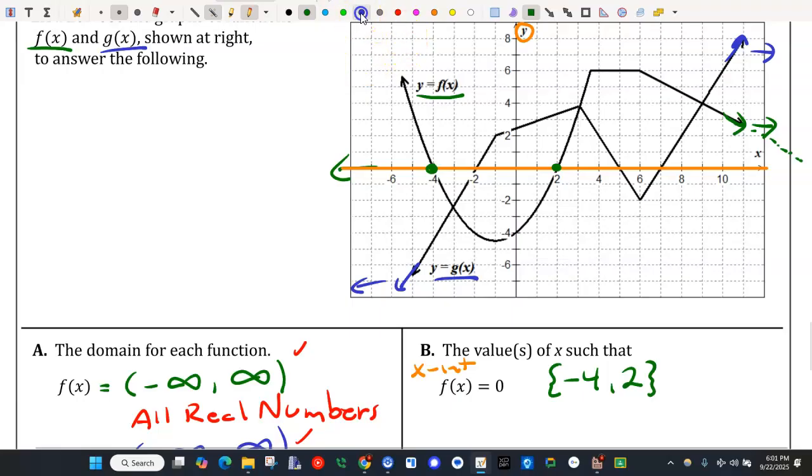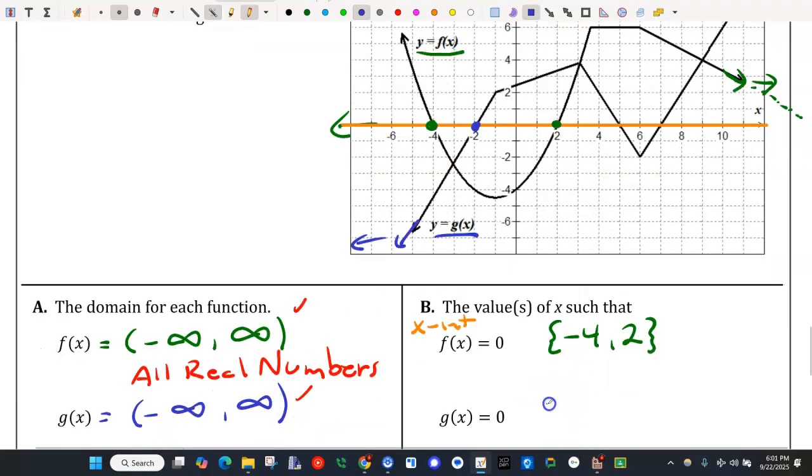And then let's look at g of x. So that looks like negative 2. And then it comes back down. We got positive 3. And then it goes back up at positive 7. Those are our x-intercepts, also known as the zeros of both f of x and g of x.